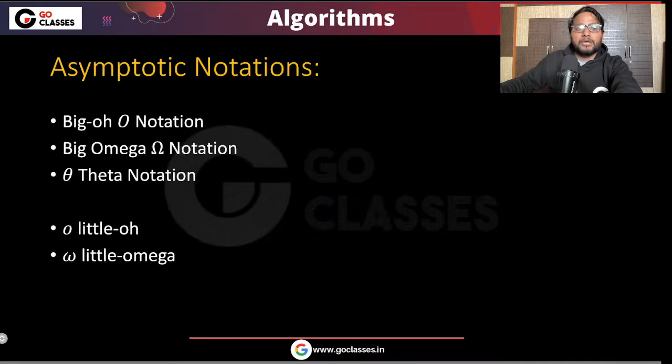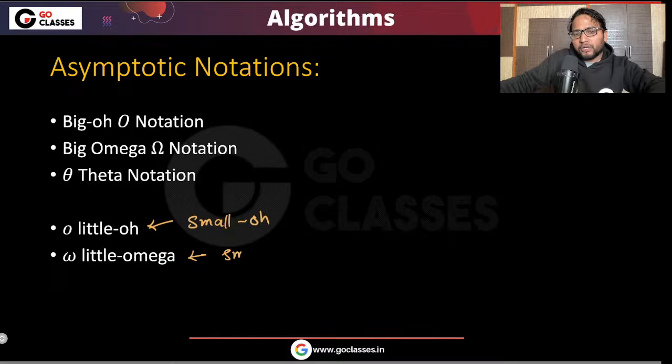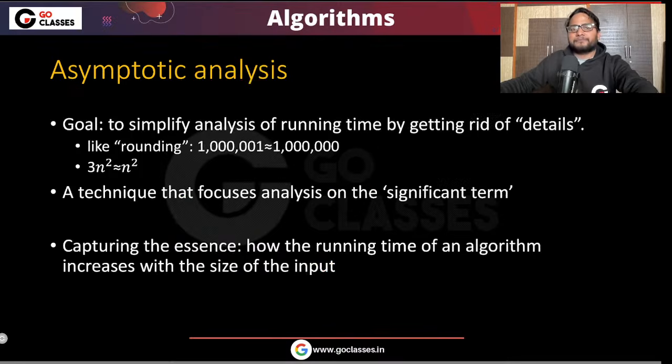These are the few notations that we have: big O notation, big omega notation, theta notation, little o notation, little omega notation. Some people call them small o, small o notation, and here small omega. You can call it small o or small omega, it doesn't matter. Whatever you call it, it is definitely fine.